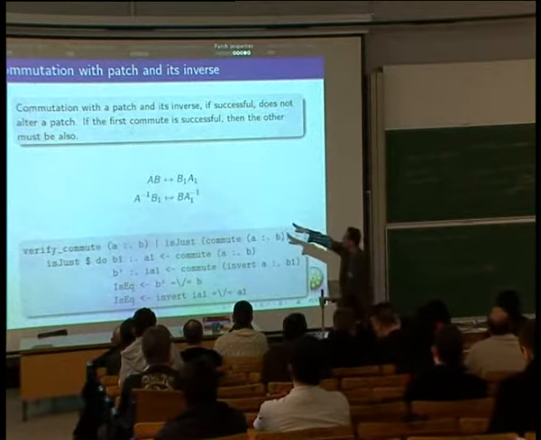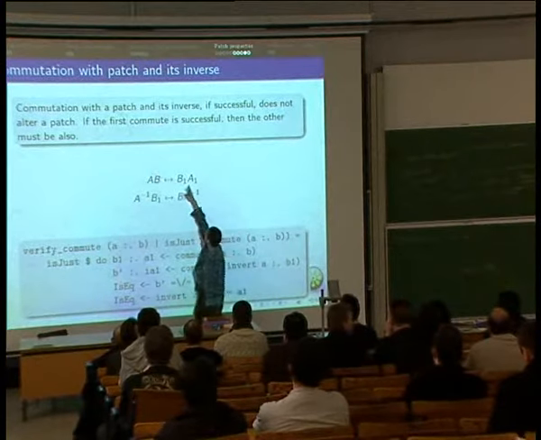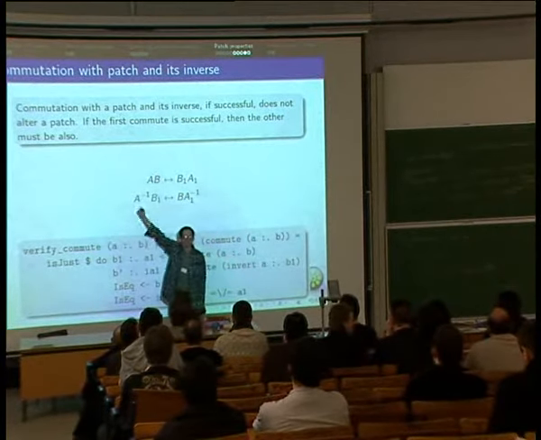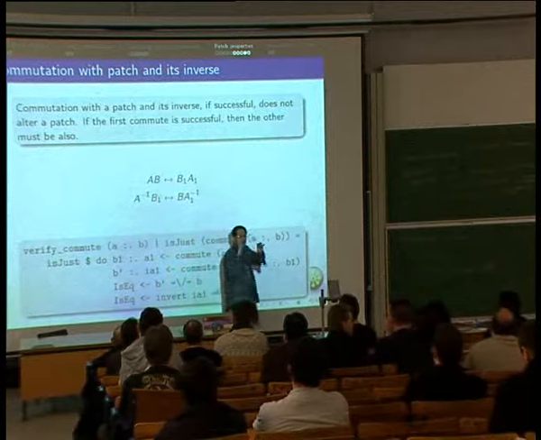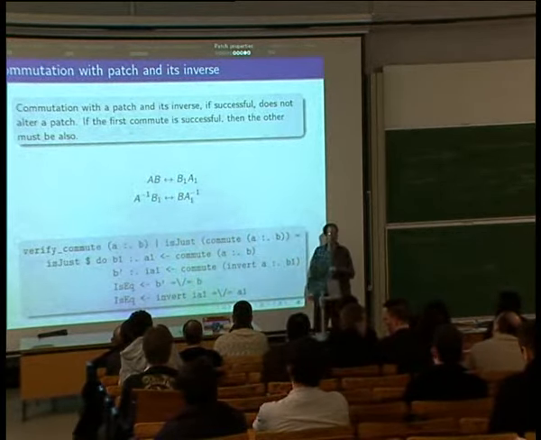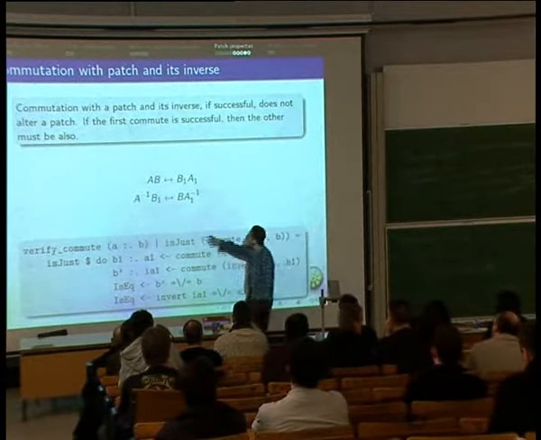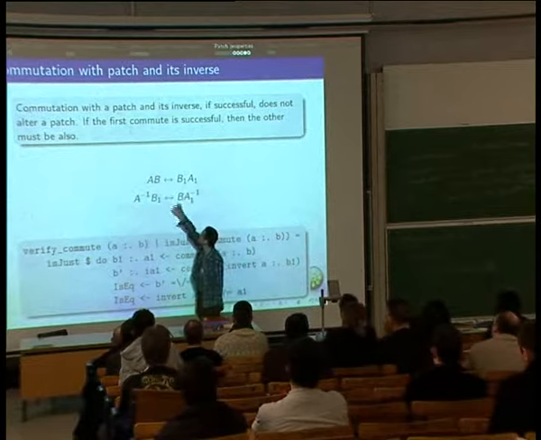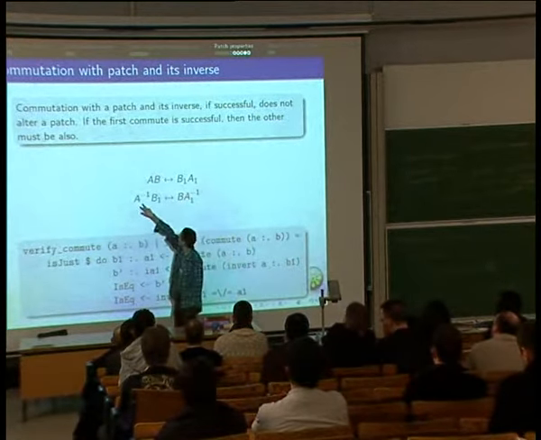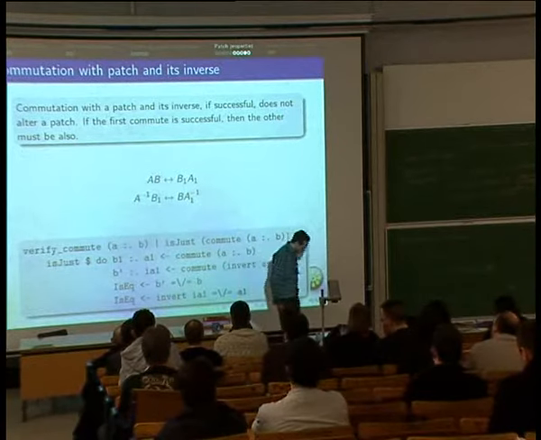If you take B and A and you commute them to get B1 A1, and then if you take this B1 and you commute it with A inverse, what I'll now have done is this patch will have commuted by A and A inverse, which is roughly like commuting by the identity patch. And as a result, B needs to return to become the same original B again. This A inverse will become A1 inverse, the same patch inverted.